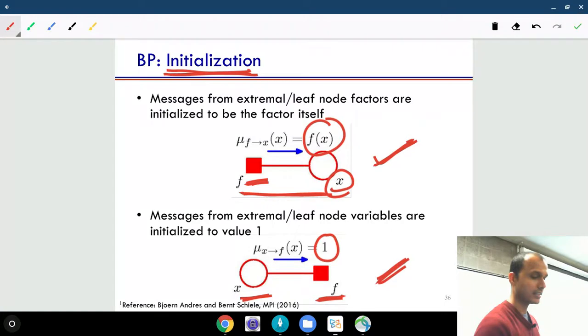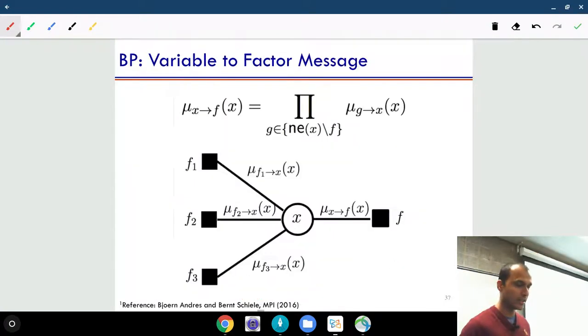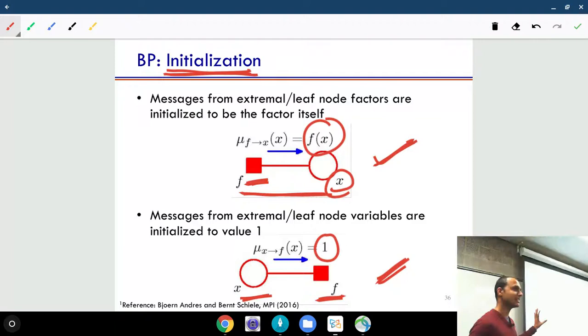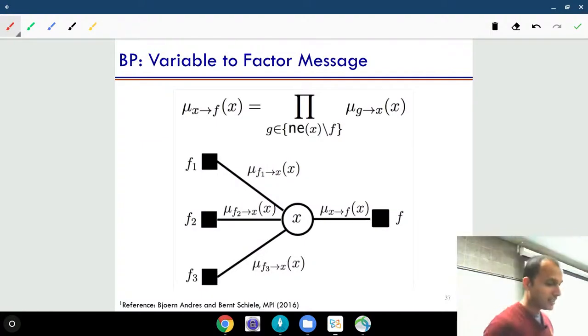Once you've gotten the incoming messages, then it's bootstrapped. Now you can pass messages forward and backward as needed. We're going to look at trees. First step, initialization: start with parts where you only have a dangling variable node or a dangling factor node.